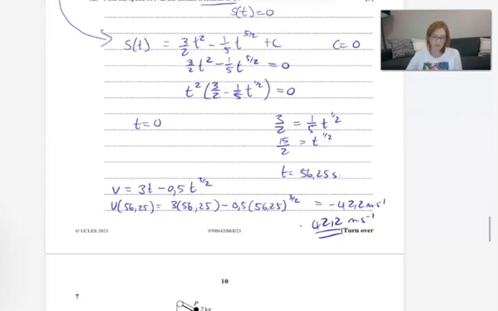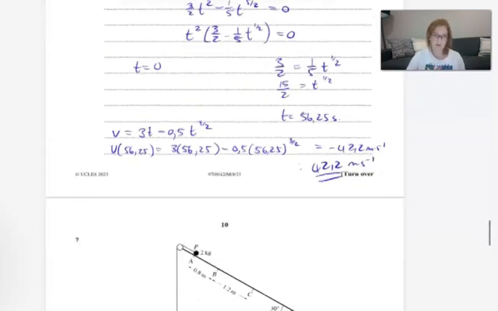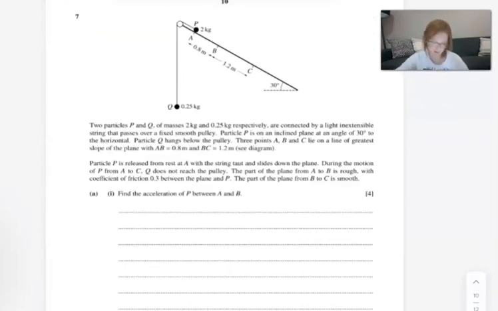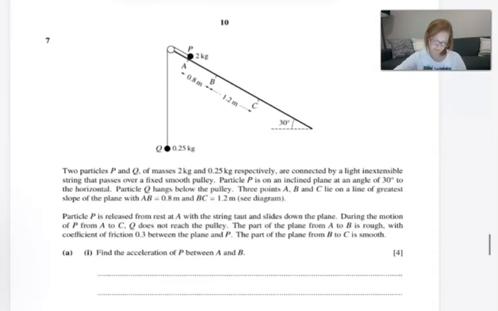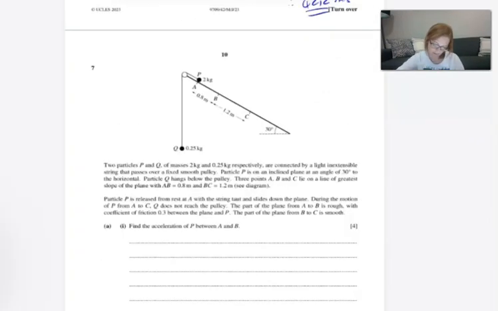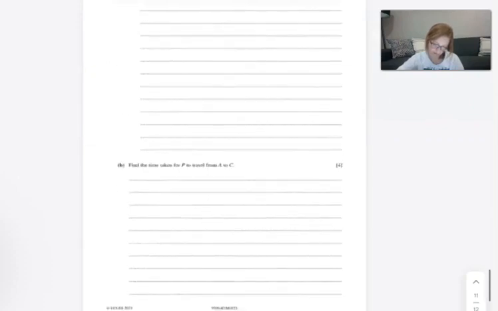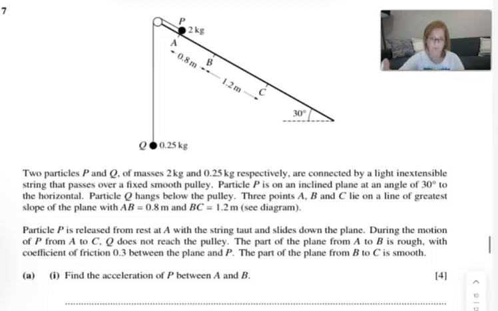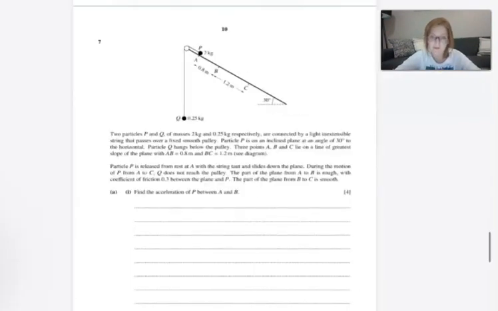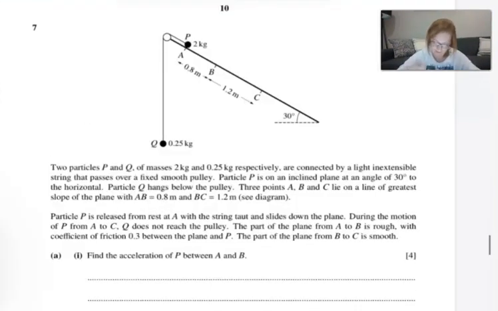Okay, all right, let's see if we can quickly do this last question. I'm seeing connected particles, 4 marks, 5 marks, 4 marks. So this is quite a big portion of your paper. Definitely not worth leaving anything out, so let's go. It's never worth leaving anything else. Okay, just keep going. Two particles, P and Q, have masses of that and that respectively.